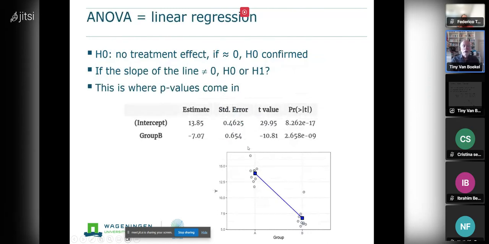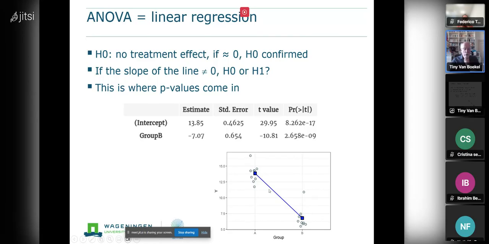So once again, it is a frequentist approach, so the null hypothesis is there is no effect. So that means that if the slope of the line is about 0, it means that the null hypothesis is confirmed. But if the slope of the line is different from 0, is it then the null hypothesis or is it the alternative hypothesis? And to decide upon that, one uses p-values. And once again, the p-values always refer to the probability that the null hypothesis is true.